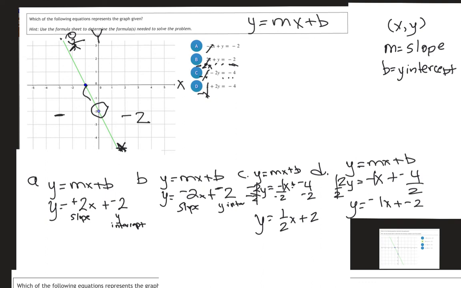Then I can count down and over. From this point to that point, I go down 2 and over 1. So it's a negative 2 slope. So A has a positive 2 slope and a negative 2 y-intercept, so that can't be it. And B has a negative 2 slope and a negative 2 y-intercept. So B would be my correct choice.